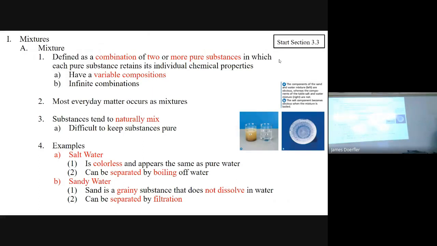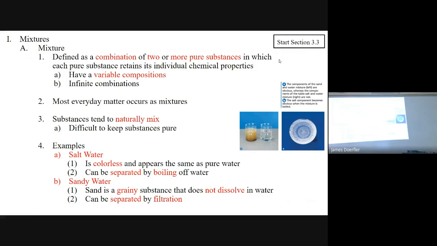So let's start off early and define what a mixture is. It's a combination of two or more pure substances. We talked about what a pure substance was early on, in which each pure substance retains its individual chemical properties. That's a big statement right there. It retains its individual chemical properties. Now, mixtures can have variable compositions. In fact, they can have variable compositions and infinite combinations.